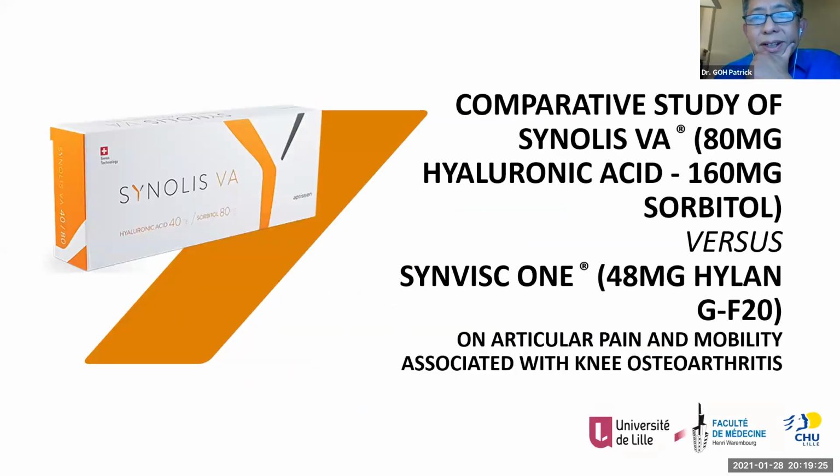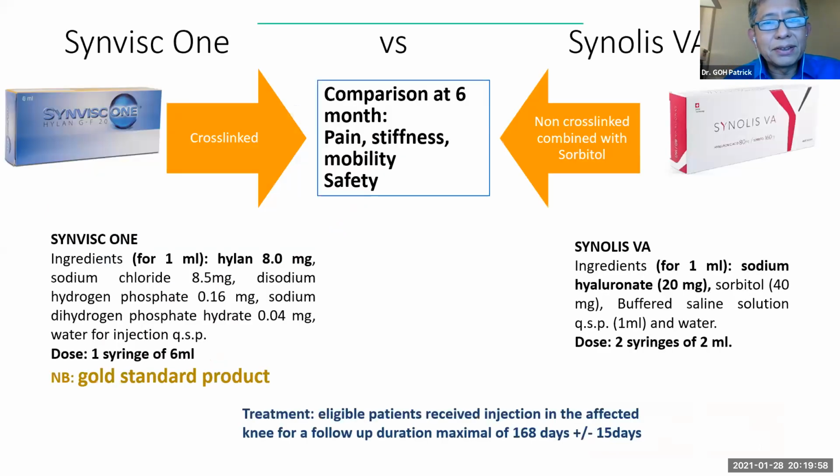So when you choose a hyaluronic acid, it's good if you have some data to back it up. There are so many out there, and a lot of pretty generic ones. I have permission from Apterson to give a few slides on this. This is a study which looked at Synolis VA, which has hyaluronic acid and sorbitol, versus Synvisc-One, which many consider a gold standard because there are lots of efficacy studies using Hylan G-F 20, that's Synvisc-One. It was a study on articular pain and mobility associated with knee osteoarthritis.